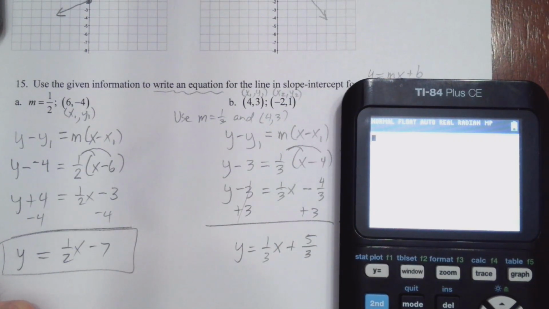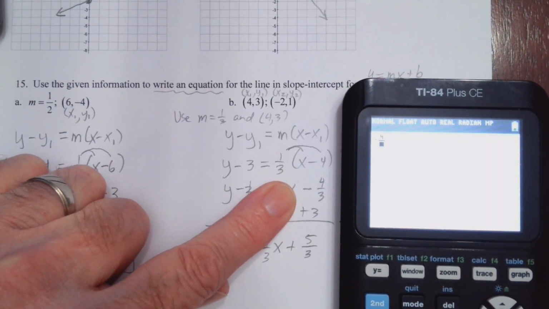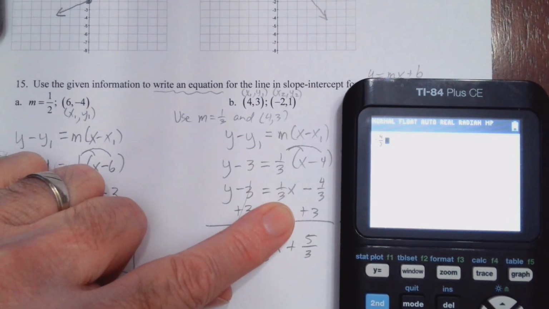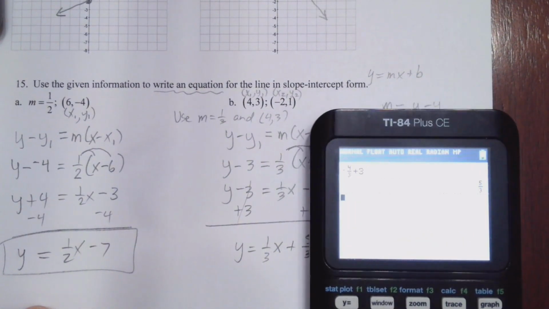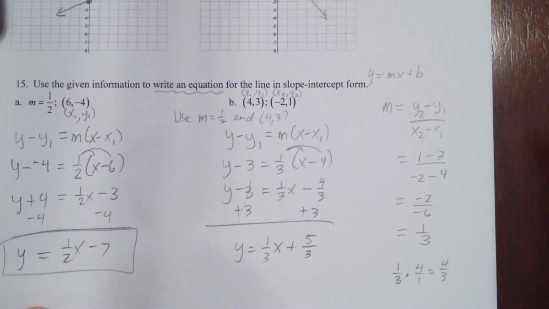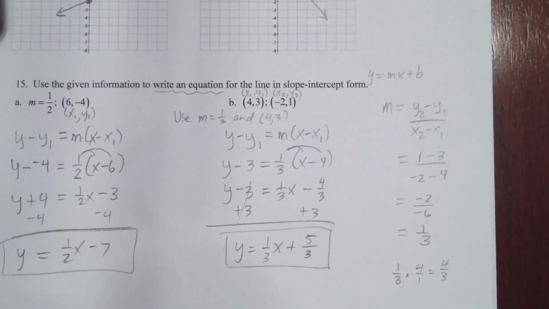So we have negative, let's do alpha y equals. So we were doing negative 4/3 plus 3. And notice you do get 5/3, although it's a little hard to see there. All right. And so that's going to be it for this second part of the review.